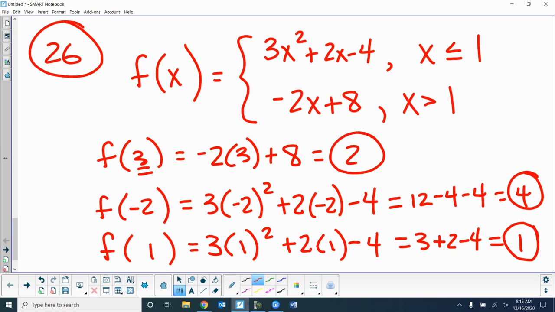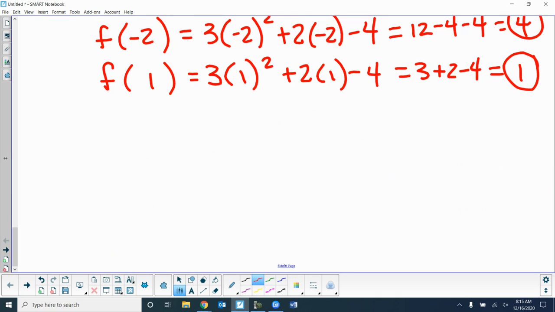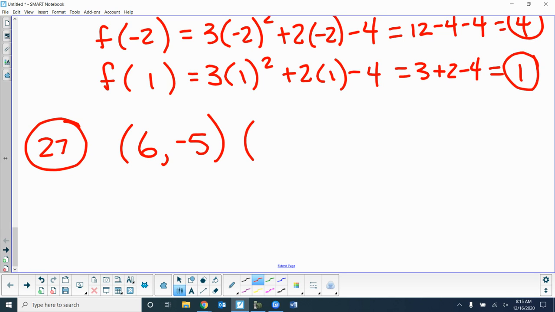Okay. 27. The stuff's getting closer to what we've done in the last few weeks. I gave you 2 points that a line goes through. And you have to find the equation of the line. Okay, in slope-intercept form, which is this: y equals mx plus b. Okay? So the first thing I gotta do is find the slope.